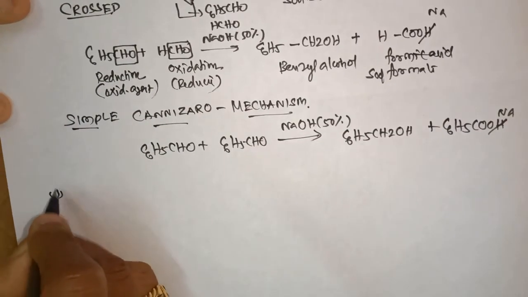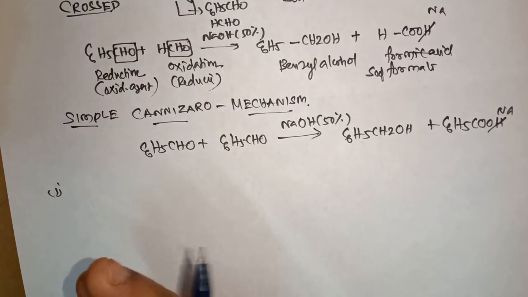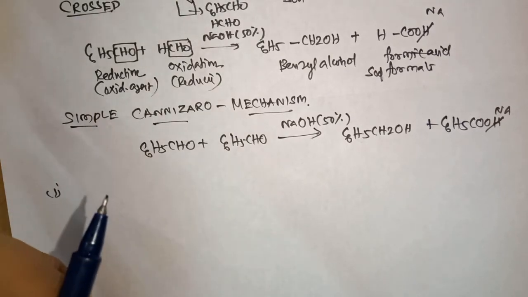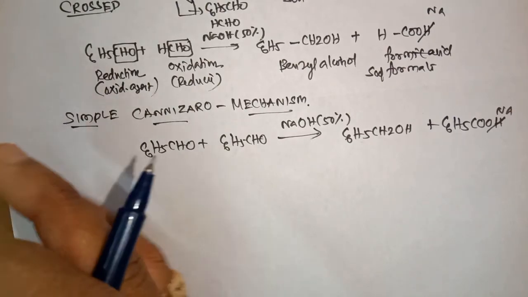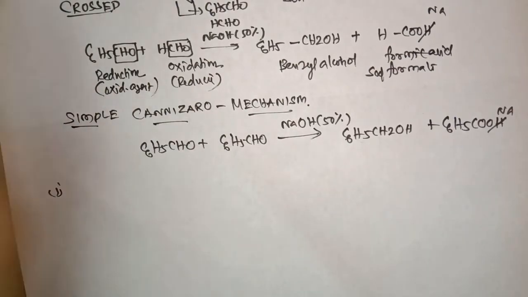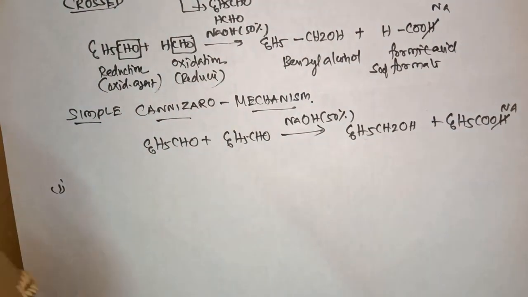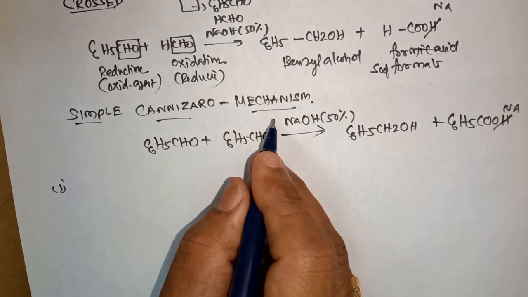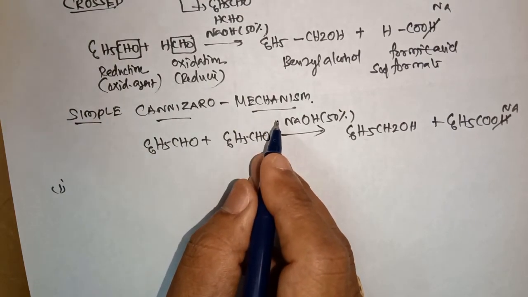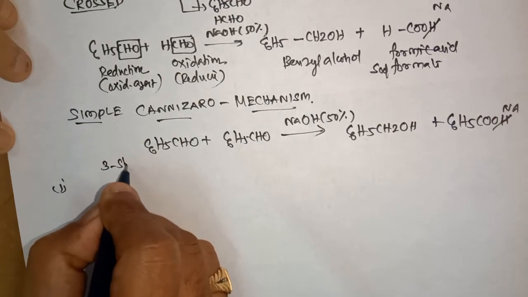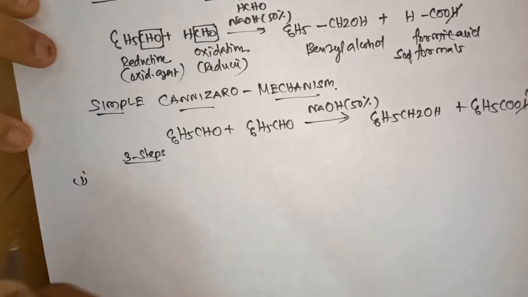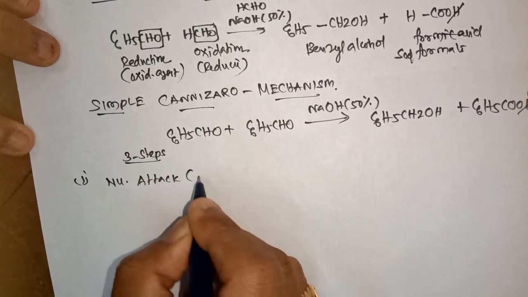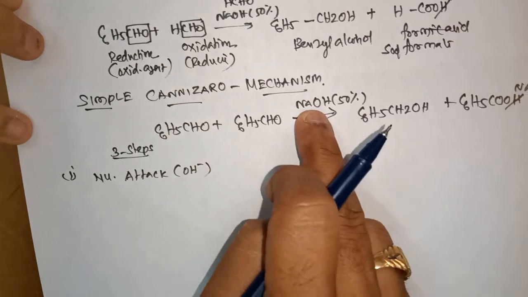Now I show the mechanism of this. What is called mechanism? It says in a chemical reaction how the reactants are converted to product, and in how many steps. The simple Cannizzaro reaction or the crossed Cannizzaro reaction, both take place in 3 steps. What is the first step? It is nucleophilic attack. What is our nucleophile in this case? OH minus supplied by sodium hydroxide.